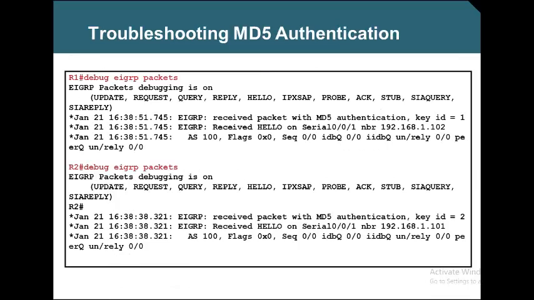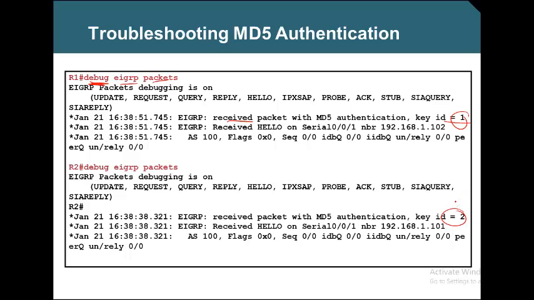How do we know? How do we troubleshoot? This is the command which will give you a clue of where the problem is. Debug EIGRP packet. If you see that I'm receiving key ID 2 on one side while the other side is key ID 1, that is the problem there. The key ID mismatch. The password may be the same, but the key ID is not the same. So the debug command will help you.